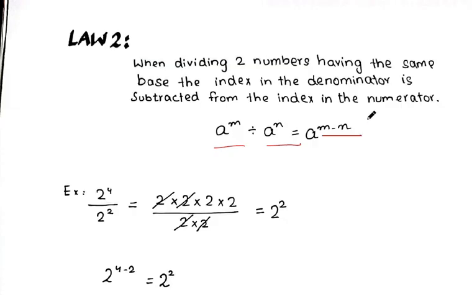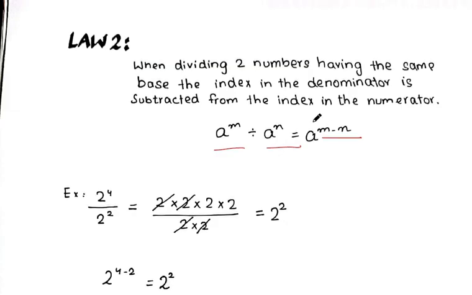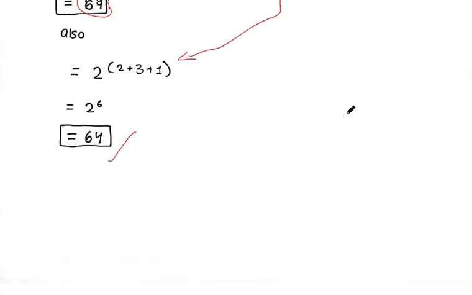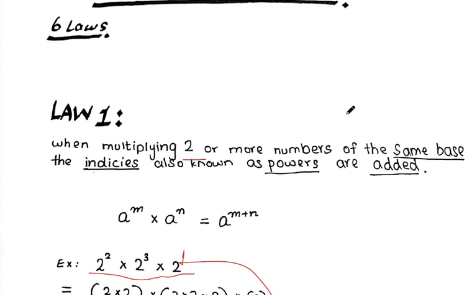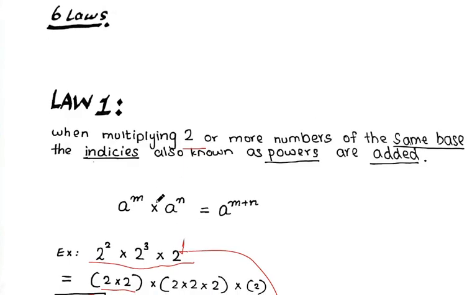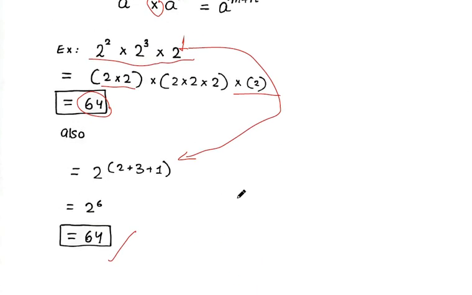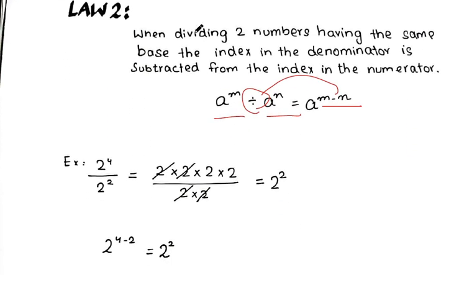Now, did you notice this is the exact same as the previous question, but the only thing that is different in here is the sign. Here it is a division sign, which means we're subtracting m with n. But in law 1, there was a multiplication sign, and we were adding m and n. So keep that in mind. Now let's do an example.